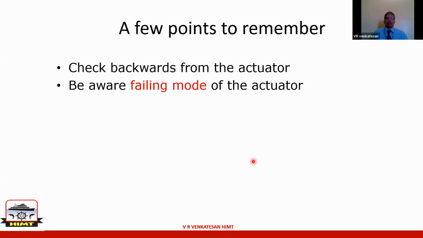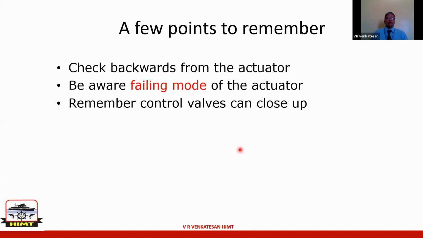There's nothing more the controller can do. But if it has not reached that value, then you see there is an issue there. So you have to always work backwards from the actuator or the correcting unit onwards. What is the meaning of failing mode of an actuator? Will it close in a failed condition or will it open in a failed condition? Which way will it send? This has to be understood.